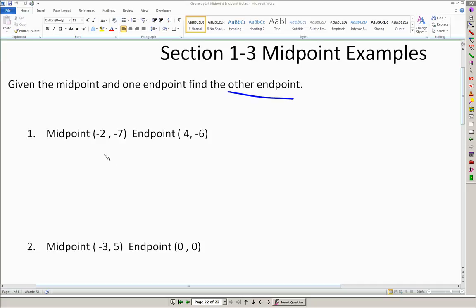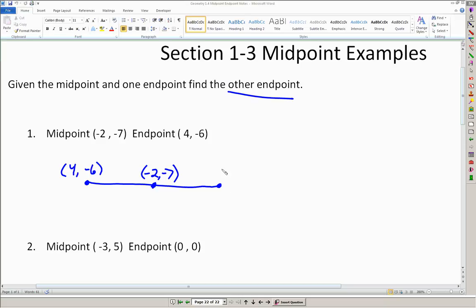Now it looks tricky, but it's actually very easy. Just make sure that you don't accidentally use the midpoint formula with these 2 points, because it'll give you the wrong answer. If you will, just draw a segment with a midpoint in the middle. We'll label the midpoint coordinates. Don't worry about where they might appear on the coordinate plane. Let's just label them here: -2, -7, and the endpoint 4, -6.